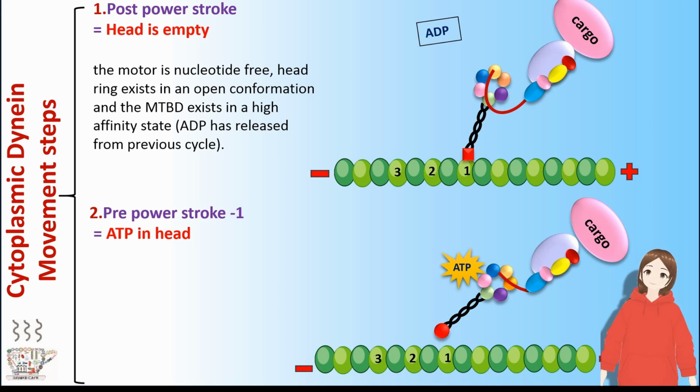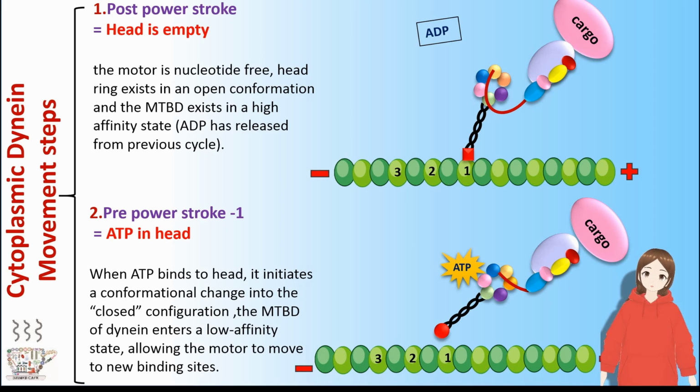Step 2. Pre-power stroke 1. ATP in head. When ATP binds to the head, it initiates a conformational change into the closed configuration. The MTBD of dynein enters a low affinity state, allowing the motor to move to new binding sites.